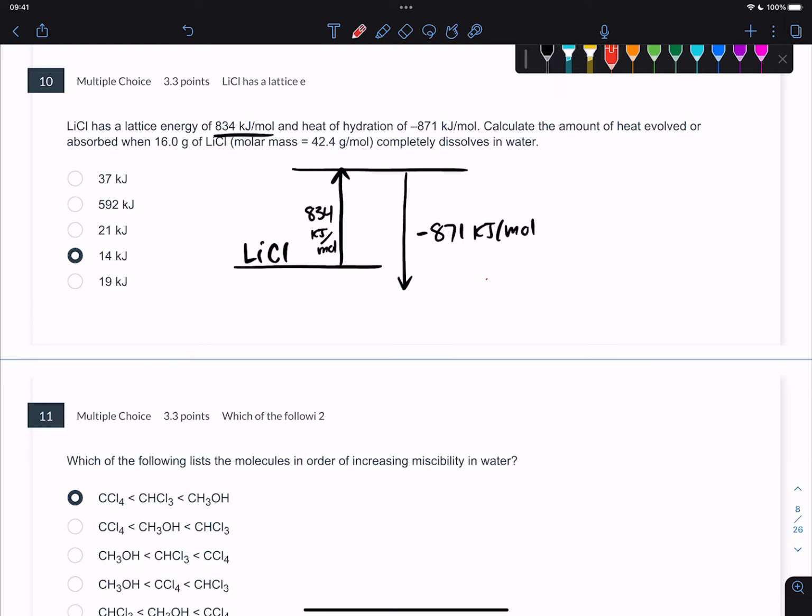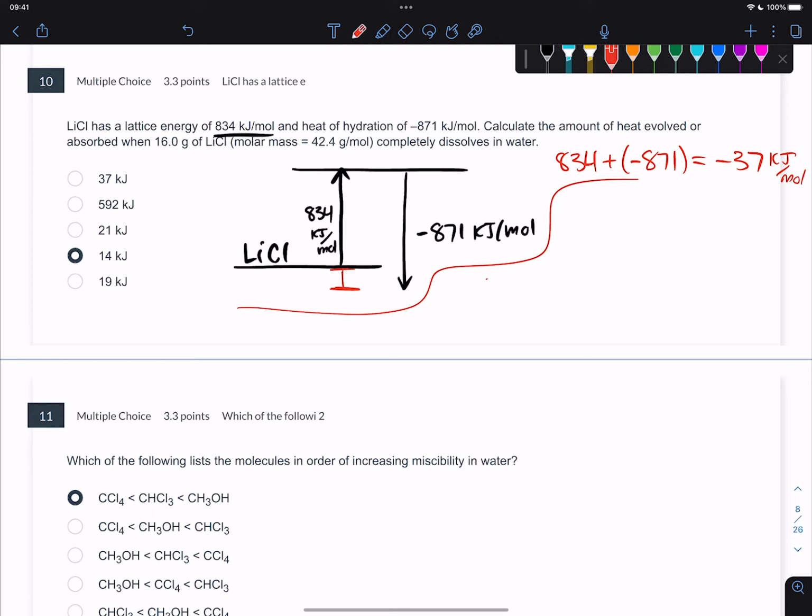So you're looking for this little difference here. And that's really easy to calculate. That's going to be really just 834 plus the negative 871, and you get negative 37. Negative 37 kilojoules per mole. And just as we've seen a million times, that is going to be good for our dimensional analysis. Negative 37 kilojoules per 1 mole of LiCl.